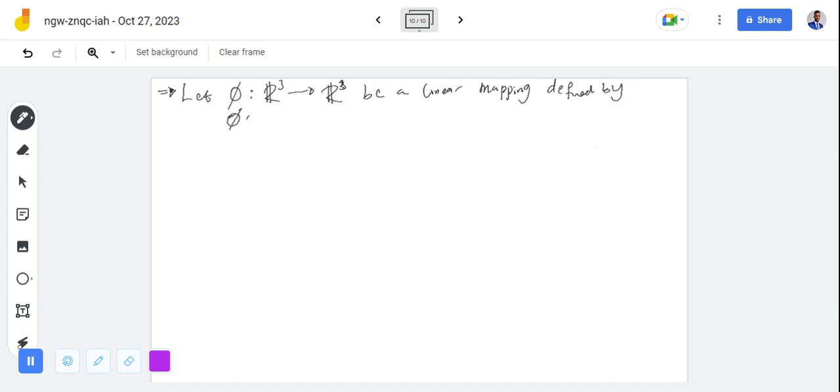phi of x, y, z. Now if you have R3 here, you must also have three coordinates here too. And the coordinates are x, x plus y, and the last one here is 0.